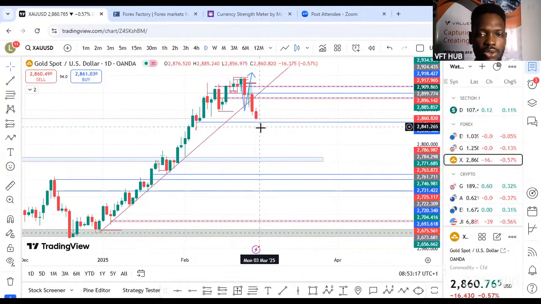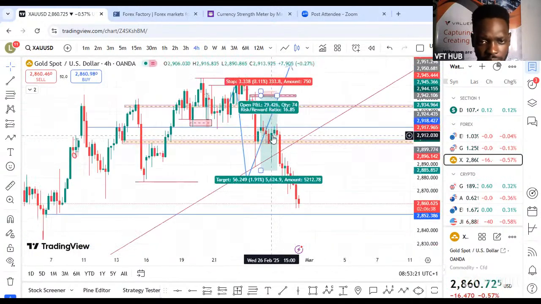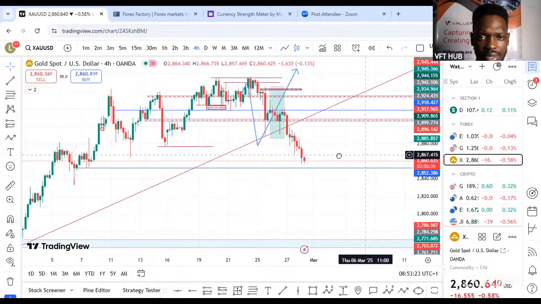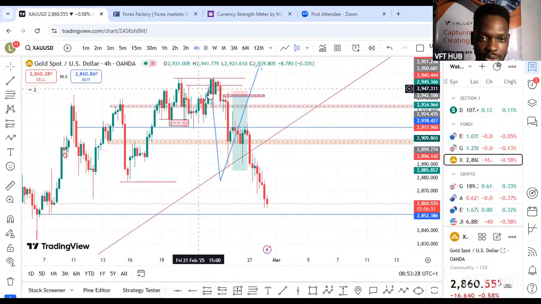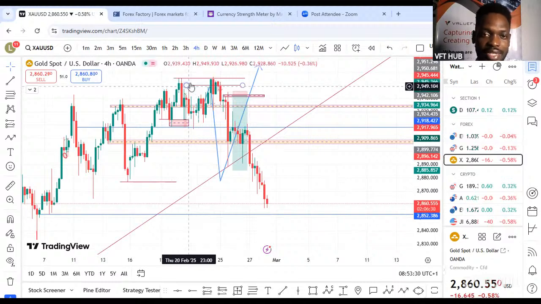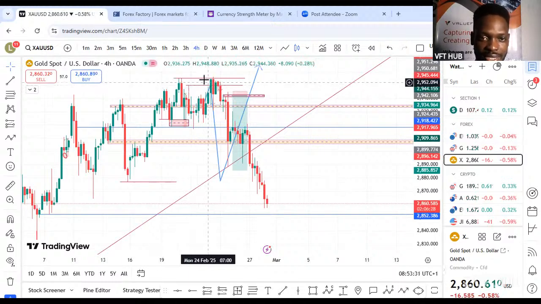No, but we are going to see some reaction to the upside. So let's check it on the 4-hour time frame. Now, if you look at the 4-hour time frame, remember on Monday, we are expecting price to come all the way to take out liquidity here and give us our set entry inside of this zone. And we saw that happen Monday.